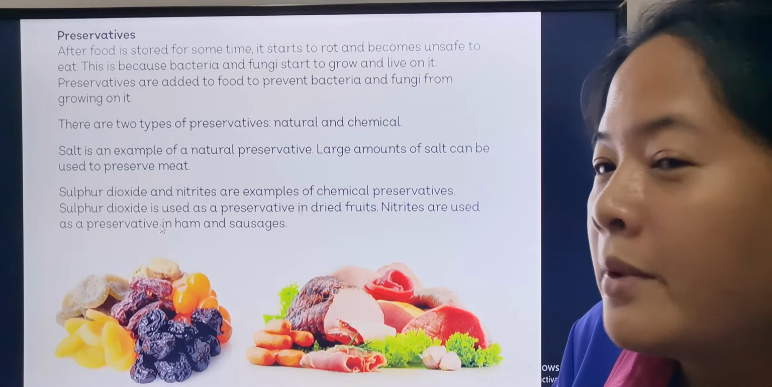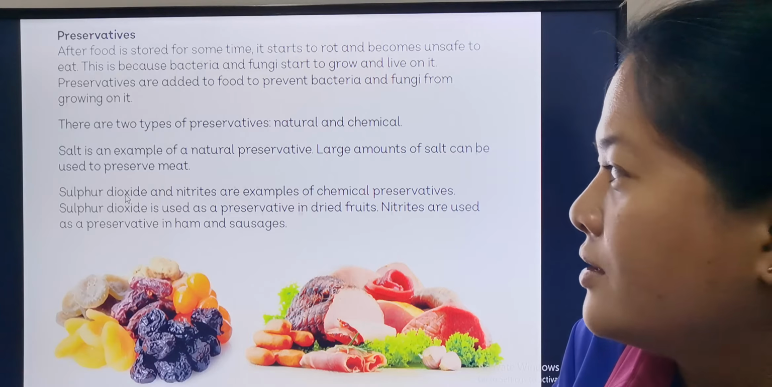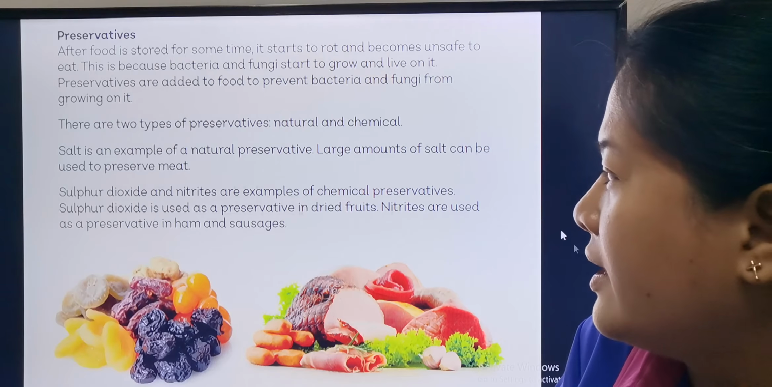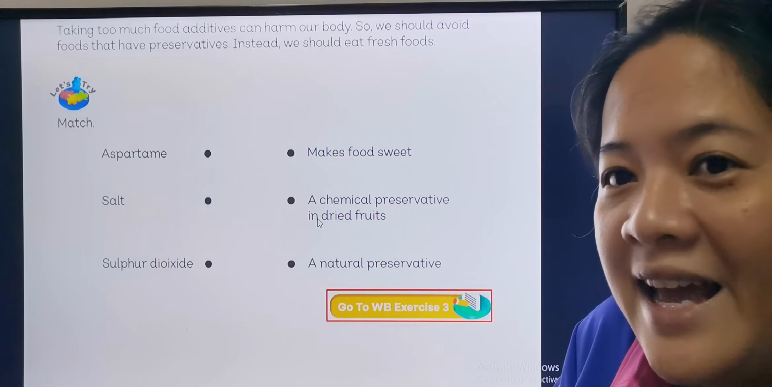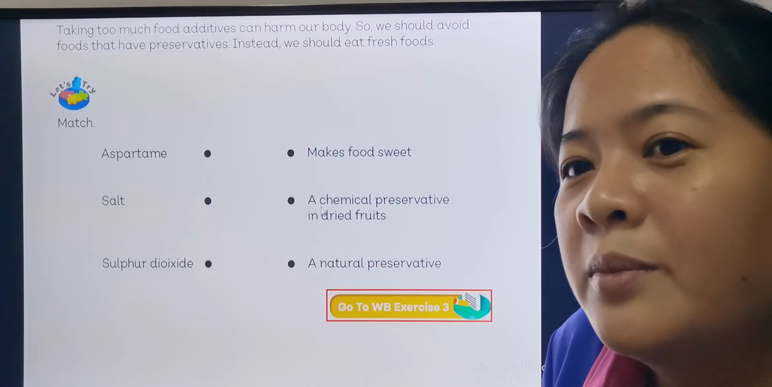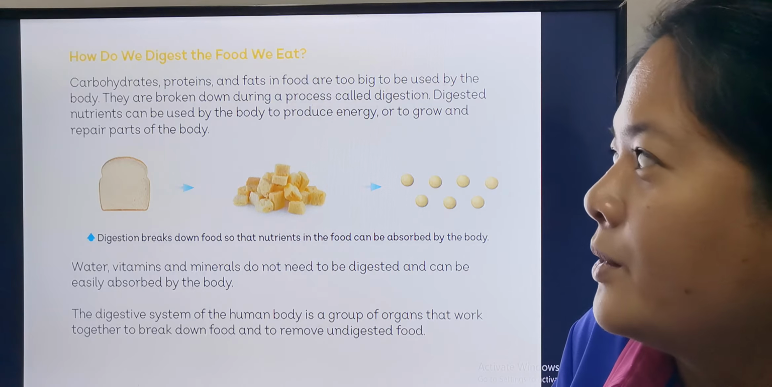So you have to remember what are the examples of preservatives. Preservatives, we have salt and sulfur dioxide and nitrites, okay? We already answered this one. Check your student book. Then we go to digestive system, okay?